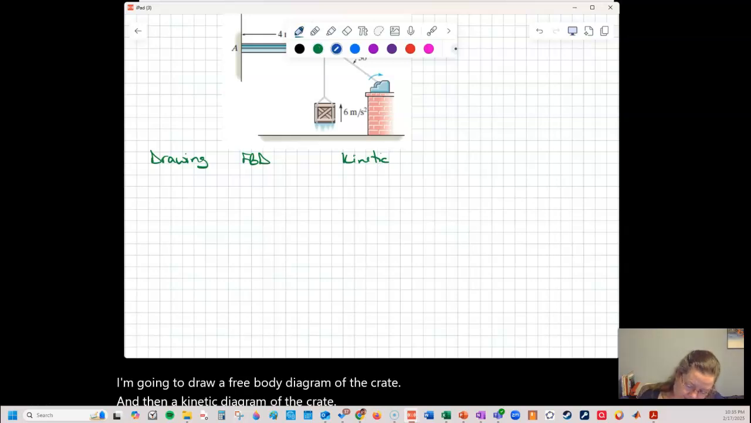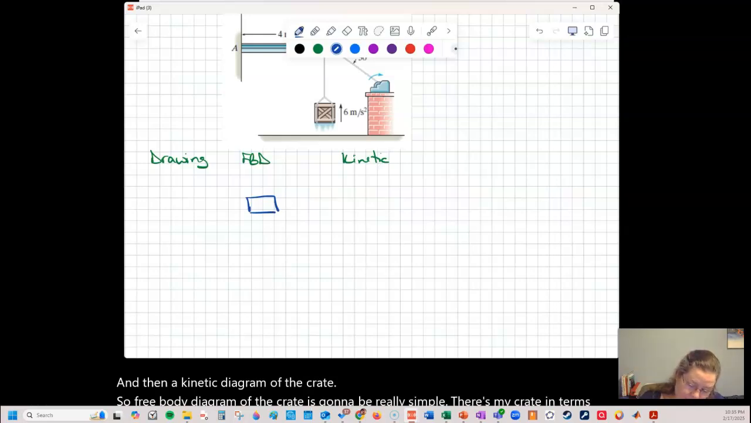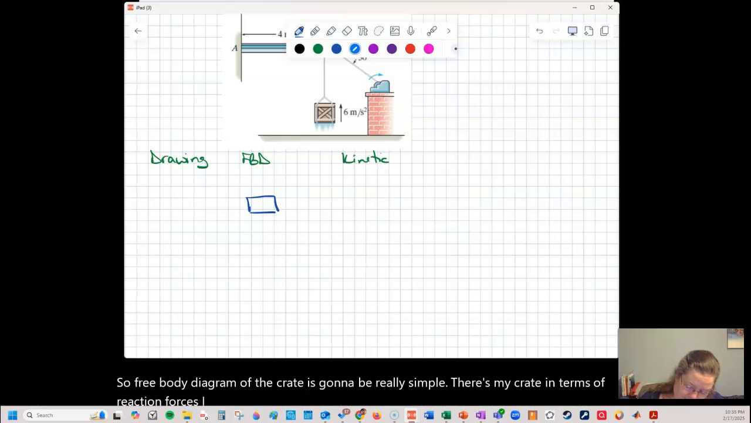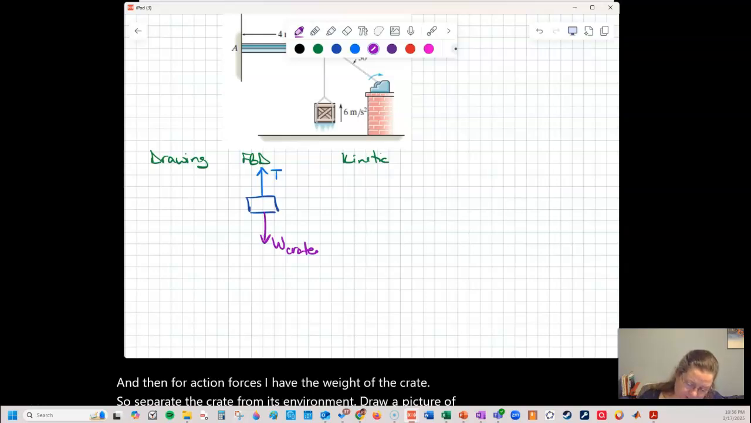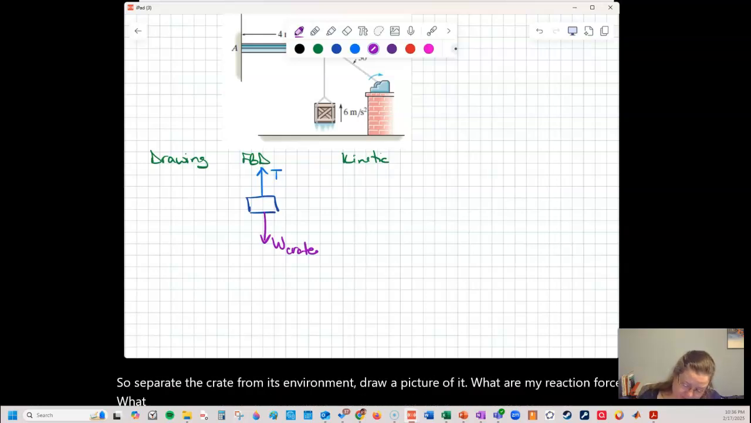So the free body diagram of the crate is going to be really simple. There's my crate. In terms of reaction forces, I have the tension force preventing it from falling. And then for action forces, I have the weight of the crate. So separate the crate from its environment, draw a picture of it. What are my reaction forces? What are my action forces?